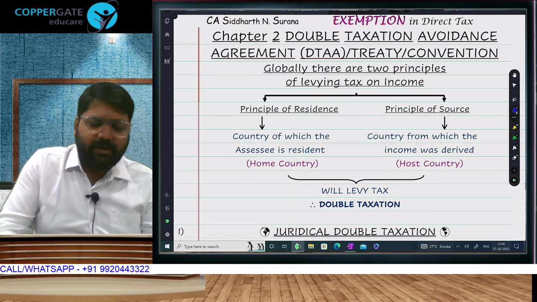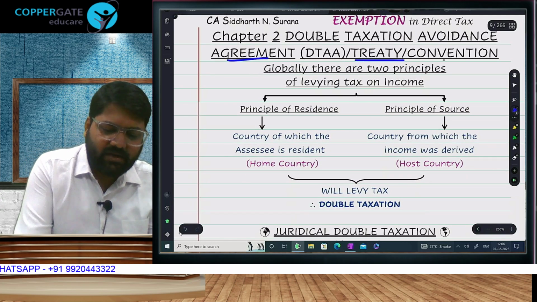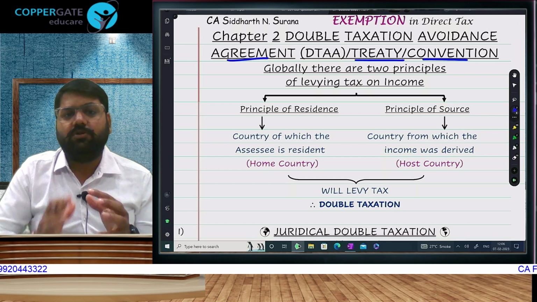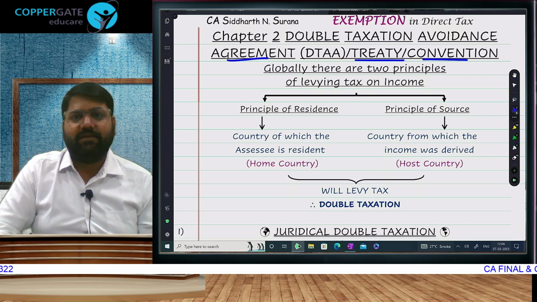Moving on, next chapter: double taxation avoidance agreement, treaty, convention. One of the most important concepts of international tax that we have.